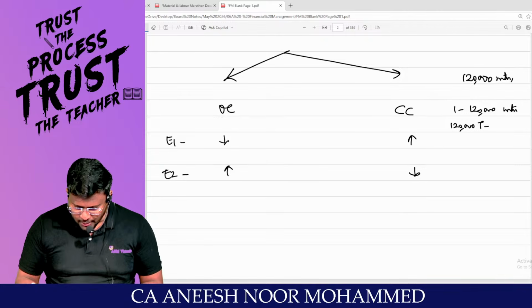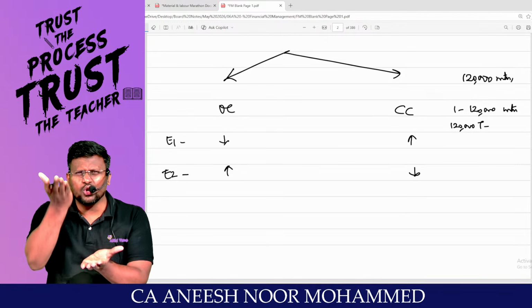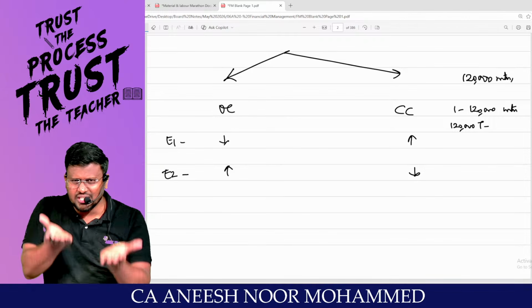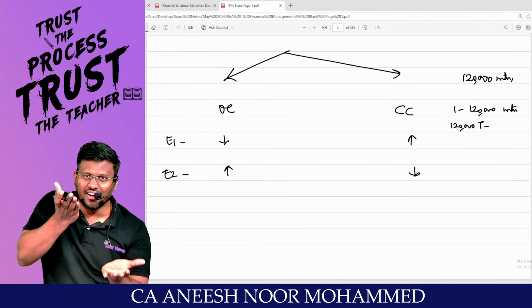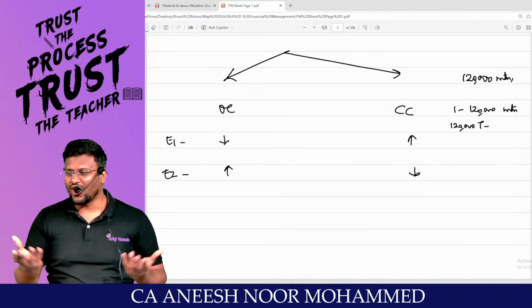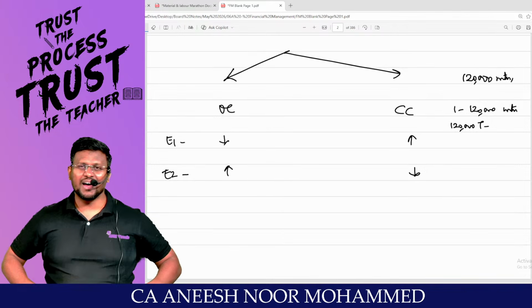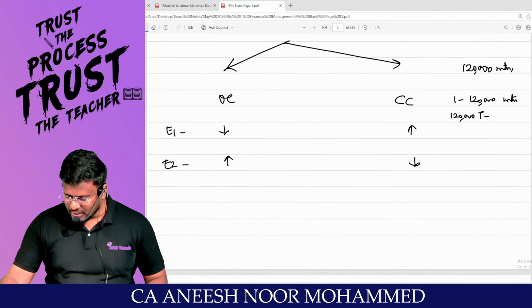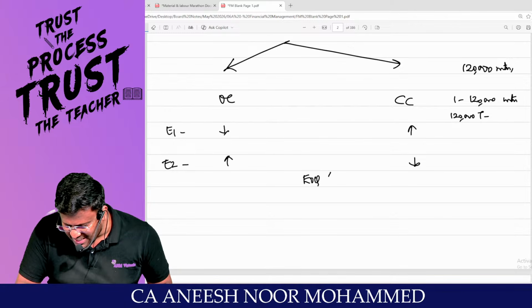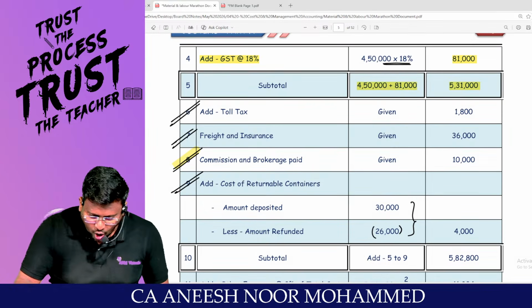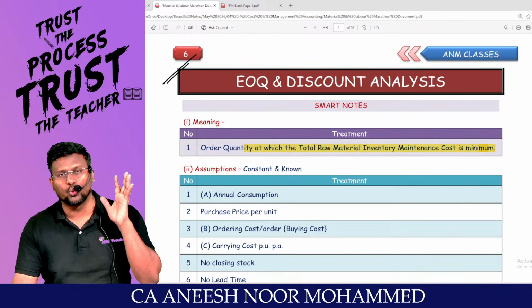So my dear lovable students, if my ordering cost is high, carrying cost is less. If carrying cost is high, ordering cost is less. If you keep playing like this, costing will be a big headache. So that's why we are going to decide a quantity called economic order quantity, EOQ.